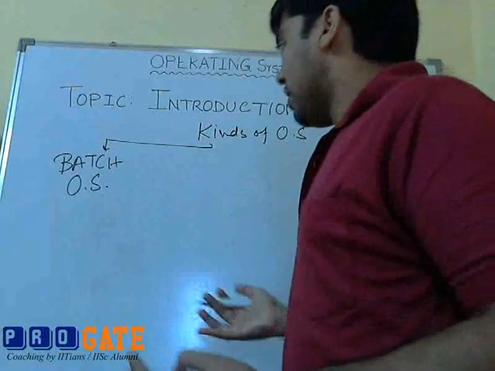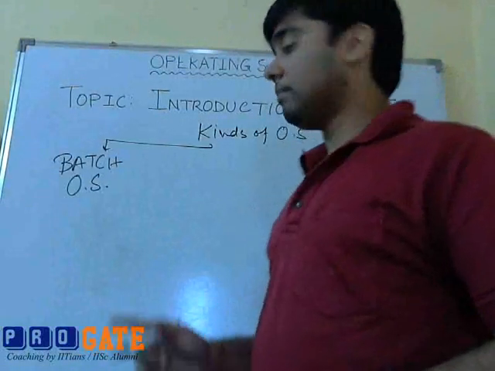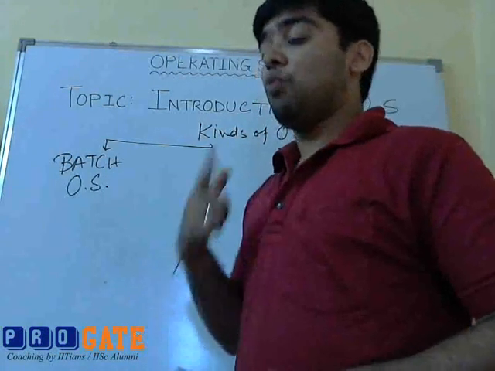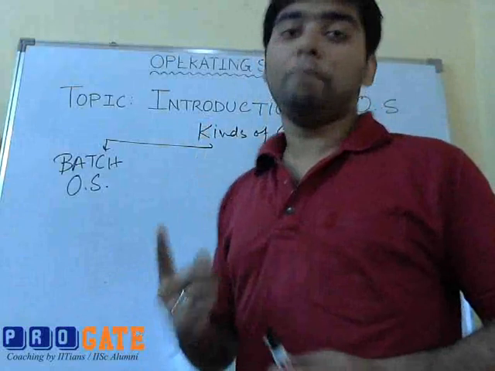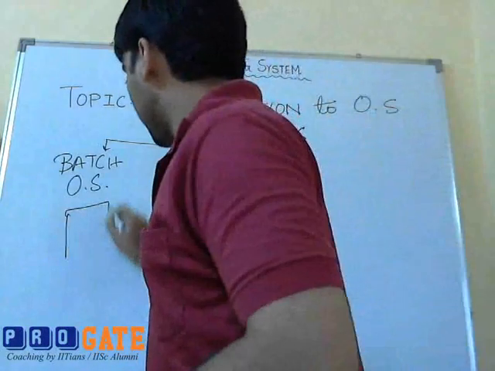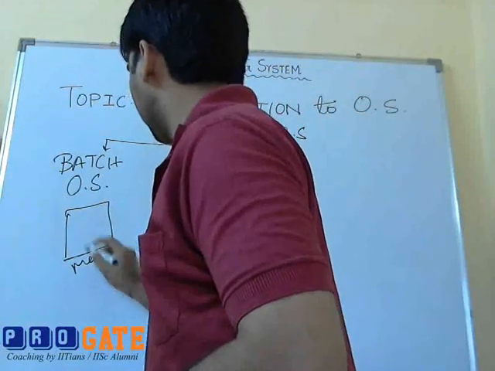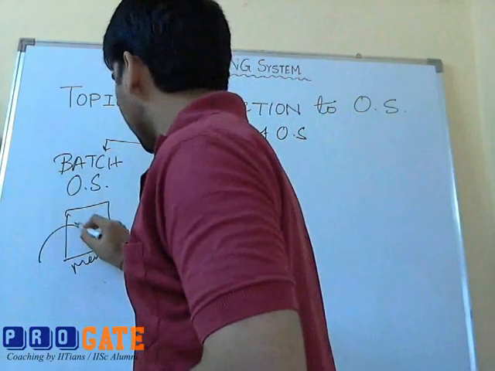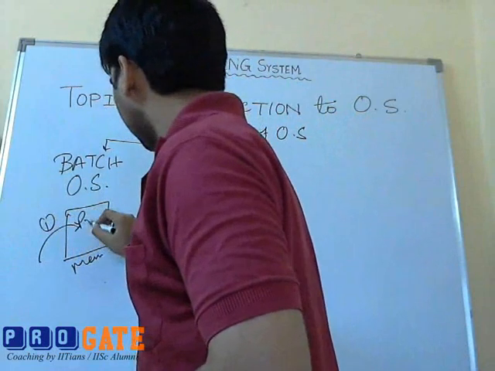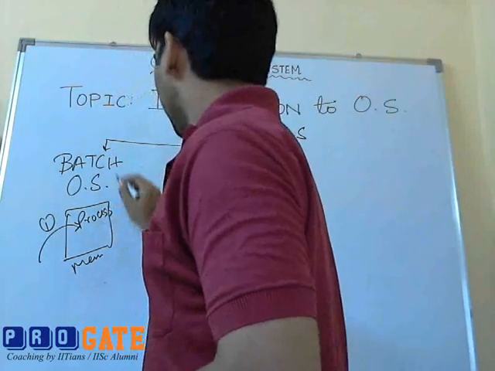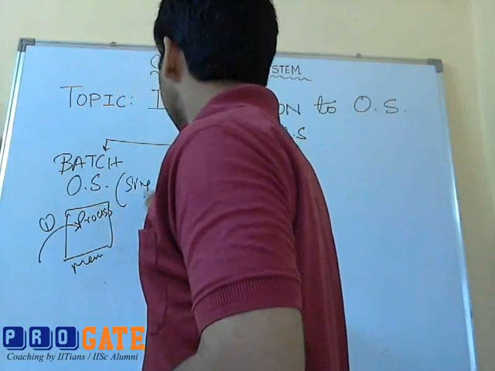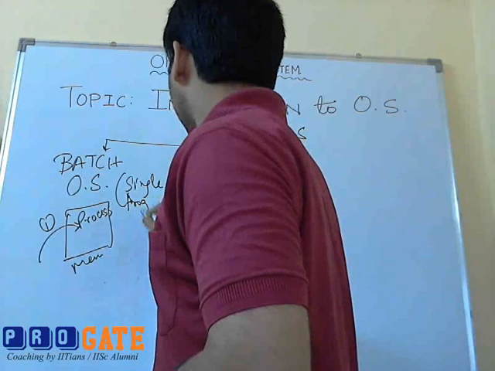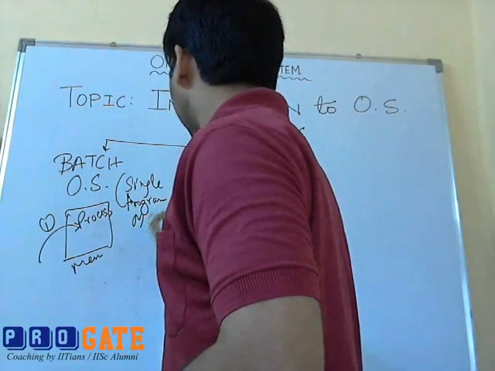Now the feature about a batch operating system is that a batch operating system can at one time execute only one program. That is, if this is the memory of the machine, the operating system would load only one process at one time. So we can say this is a single programming machine.